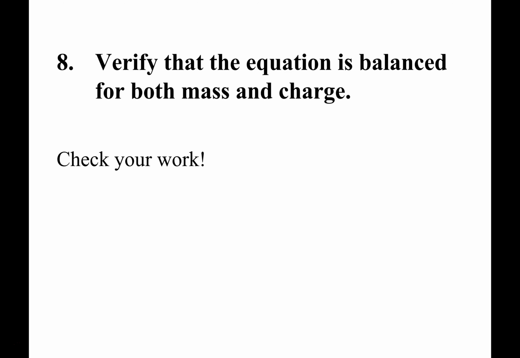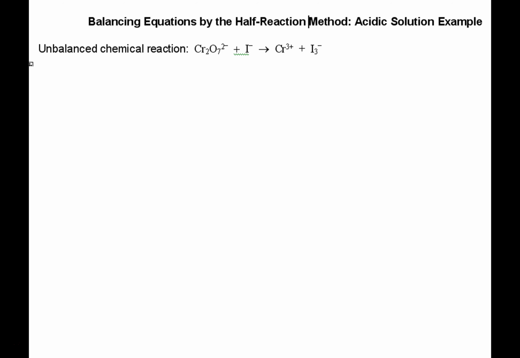Step number 8 is to double check. The things you're going to double check are that you have the same numbers of each type of atom on either side of the reaction arrow, and the other thing is that it's balanced for charge. Okay. Whew. So let's do an example.